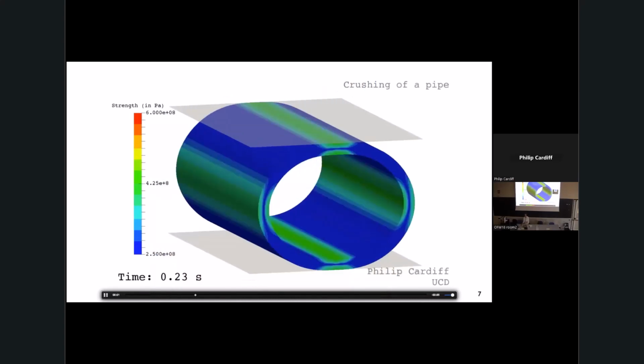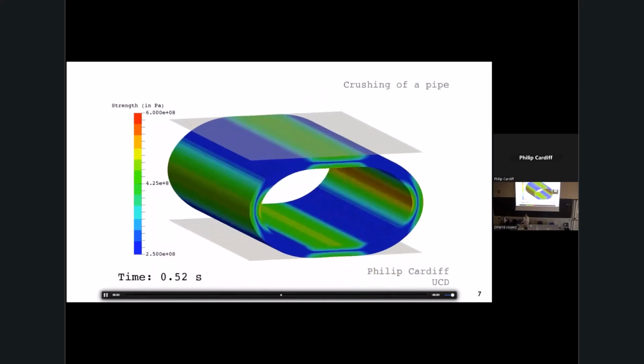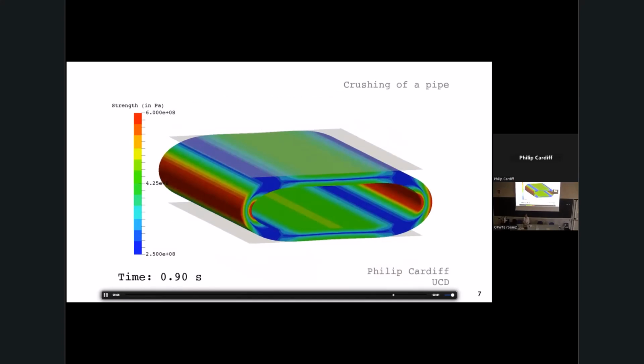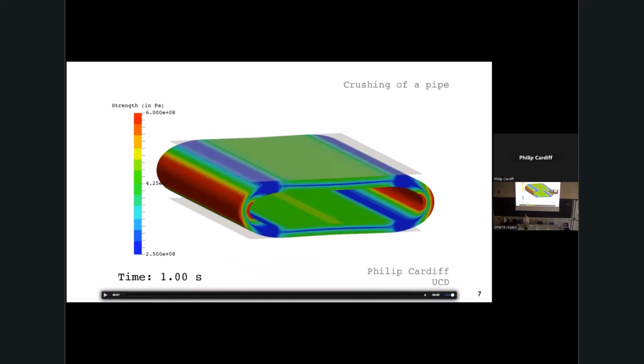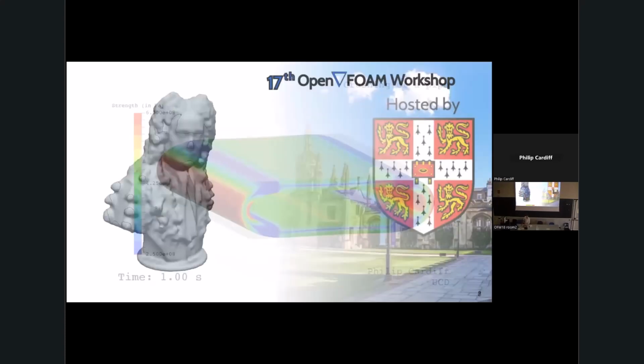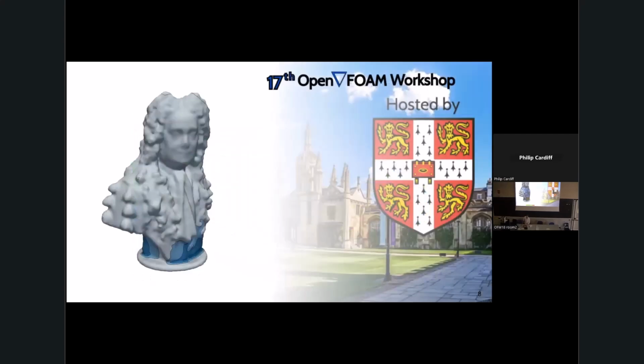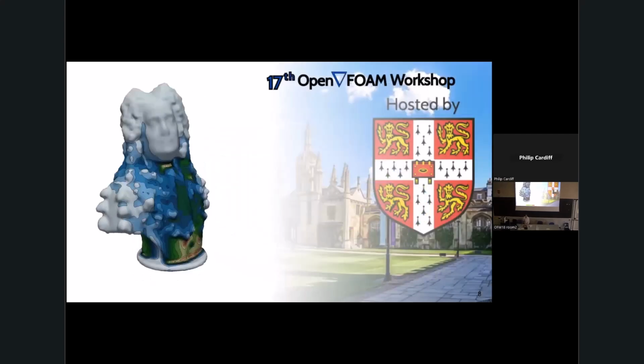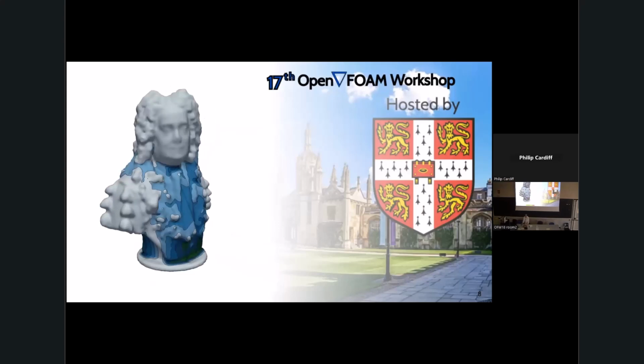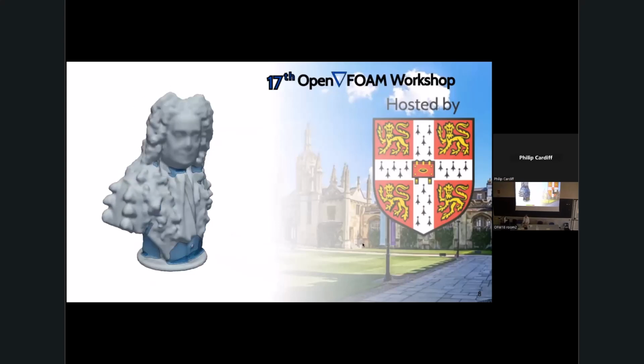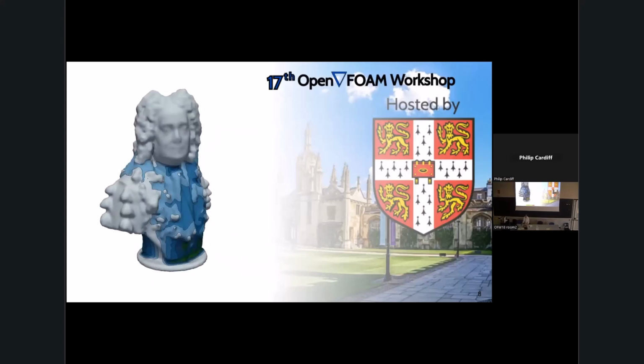But it's not just for FSI. A subset of FSI is just S, which is solid. So you can do stress analysis and solid mechanics in solids4foam as well. This is a metal forming problem, crushing an aluminium pipe. Last year, I gave a training in Cambridge as well. So this is Isaac Newton, in case you didn't recognize him: a bust of Isaac Newton wobbling, made out of rubber, because why not?